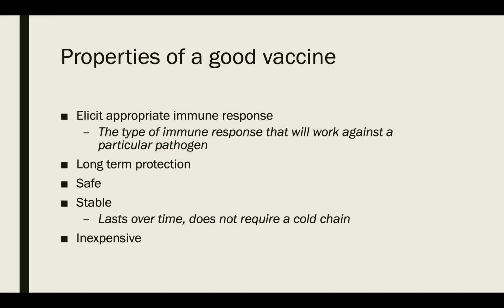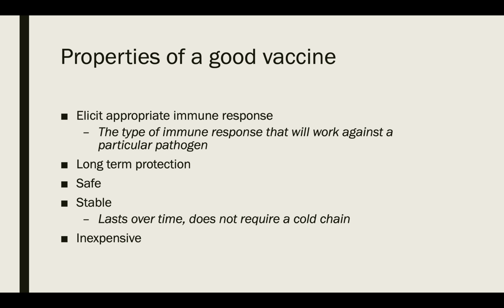A good vaccine would also provide long-term protection. You don't want a vaccine that only lasts 6 months, because you'd have to be getting a shot twice a year, right? So you want something that lasts a long time, preferably the length of your life. If a vaccine can protect you for your entire life, that's awesome. It should be safe, obviously. That goes without saying, hopefully. And it should be stable.